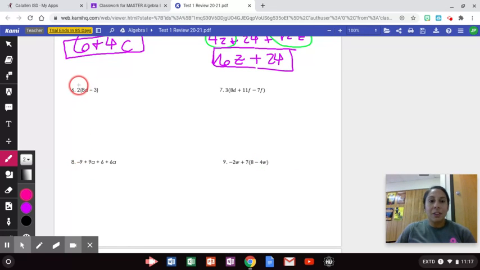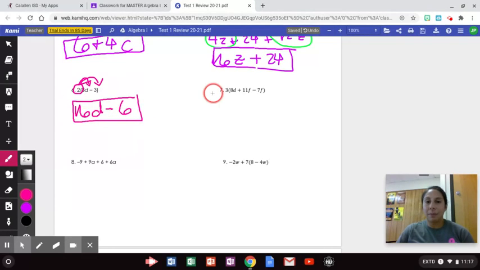Problem 6. The 2 on the outside is going to be distributed inside of the parentheses here. So we're going to get 2 times your 8, which is 16D, minus 2 times 3, which is 6. Those can't be put together because I have D and a number, so they stay separate.